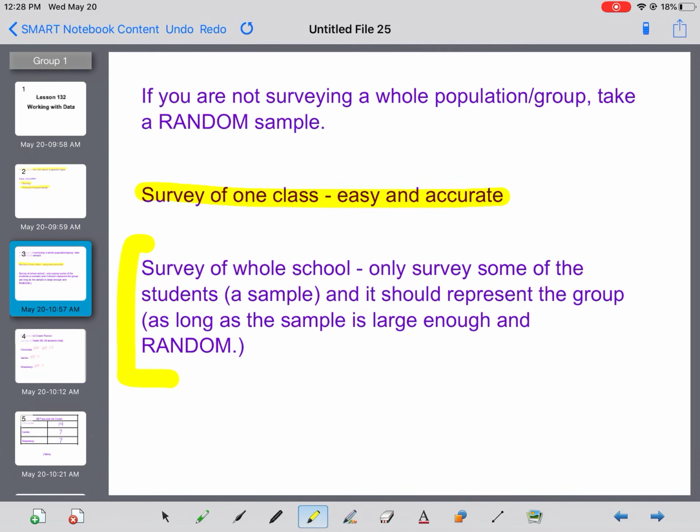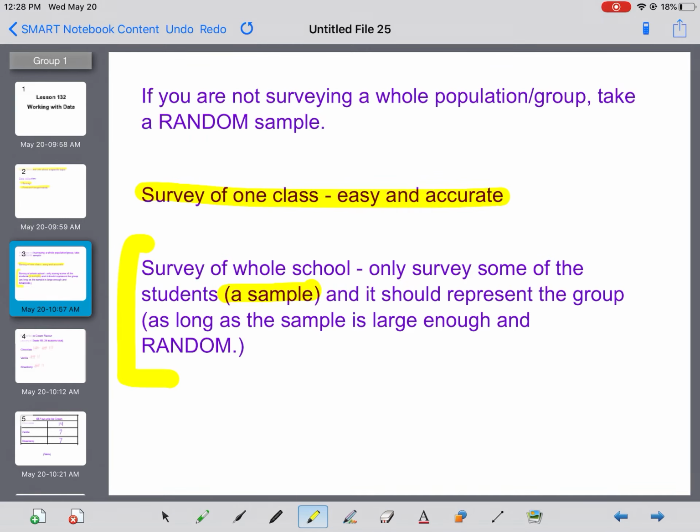So I have an example here. Let's say you wanted to survey the whole school. So instead of a group of 28 people in one class, you want to ask 650 people their opinion on something. Well, it's a little bit harder to get 650 people's opinions. So what you could do is only survey some of the students, which would be known as a sample. Okay, so you're just surveying some of the students. And then if you look at the data that you gather from that sample, it should represent the group.